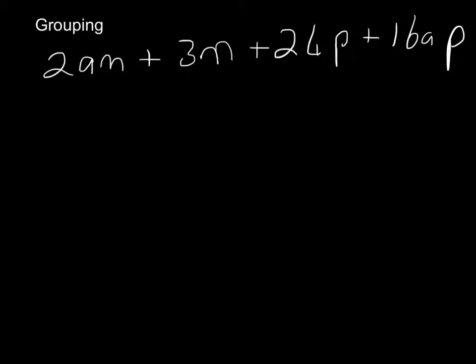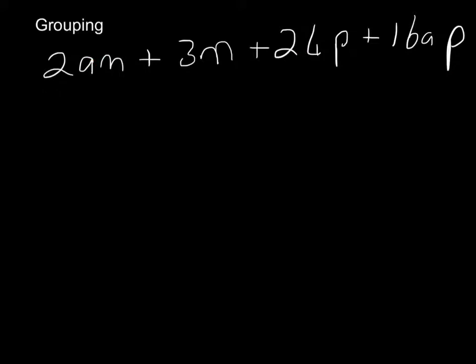So the next topic in factorization is grouping. And grouping generally means that we are going to group some terms together and find a common factor in there. The reason for that is because if we have a look at this polynomial here, we can see that 2am plus 3m plus 24p plus 16ap has no single common factor. 2 cannot go into 3, it could go into 24 and into 16, but it doesn't go into all 4 of my terms.